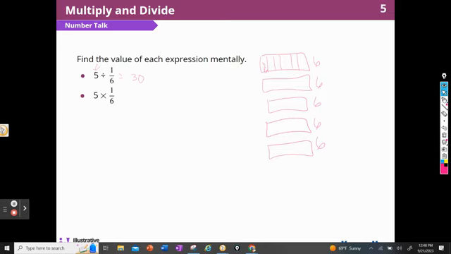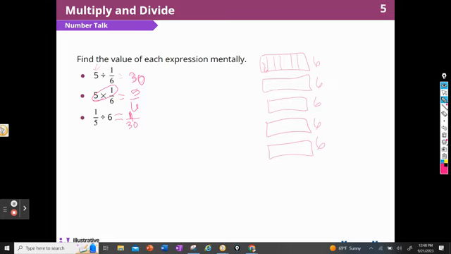5 times 1/6. 5 times 1/6 is 5/6. And we know that, right? 5/6. Because we multiply the whole number times the numerator and keep the denominator. All right, this one's a little bit more difficult, but we've been working with this, right? We know that if we start with a fraction, we're going to end with a fraction. So I know that my numerator is going to be 1, and then I'm going to multiply 5 times 6, and I'm going to get 30.